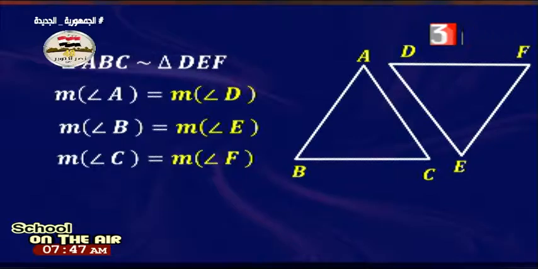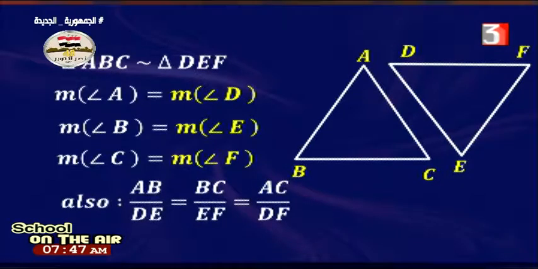Then, what about corresponding sides being proportional? Can you tell me? Yes, what about the corresponding sides? AB, its corresponding side is DE. So we can say that AB over DE equals BC over EF equals AC over DF. And here we can say that these are called proportional sides.